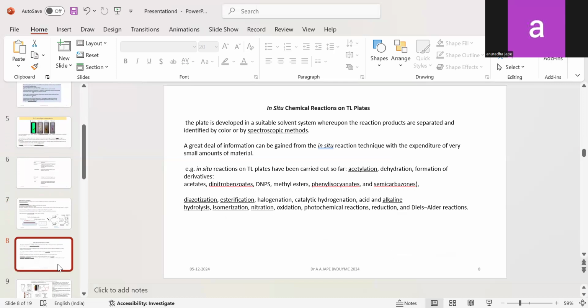Similarly, with these in situ chemical reactions, once done, the product formed can be studied or analyzed using the scanner techniques. So, for example, spectroscopic methods are there, which are going to give us a lot of information about the analyte. So, in situ reactions on a TLC plate can be done by various chemical methods, based on the basic principles of chemistry, like oxidation, reduction, photochemical reactions, isomerization, halogenation, catalytic hydrogenation, etc. You can convert your analyte into some derivative form, and then that plate is studied by scanning using spectroscopic methods.